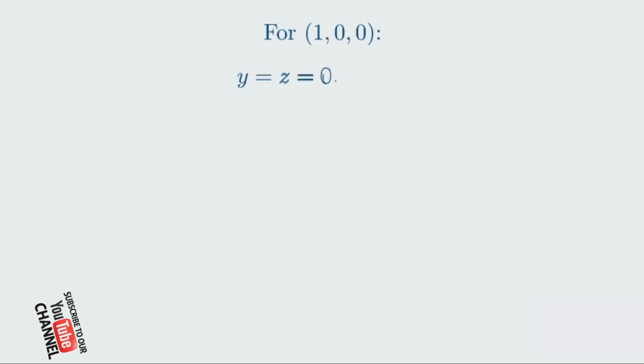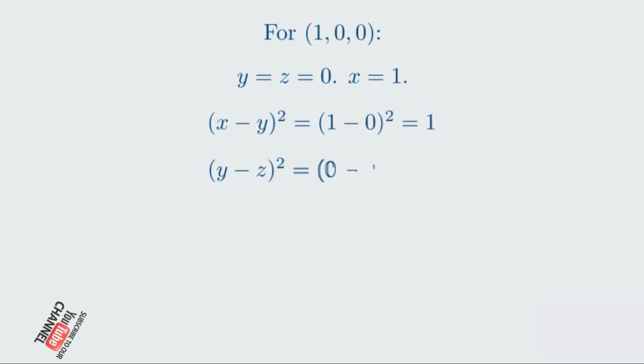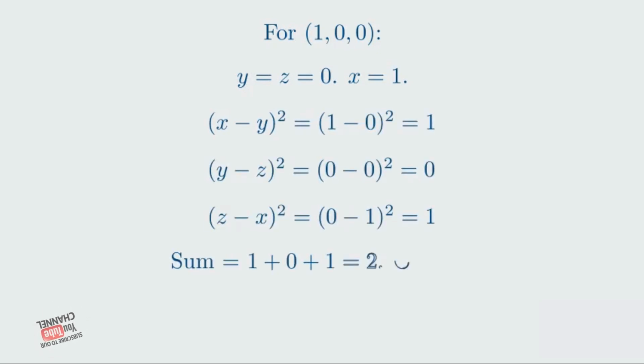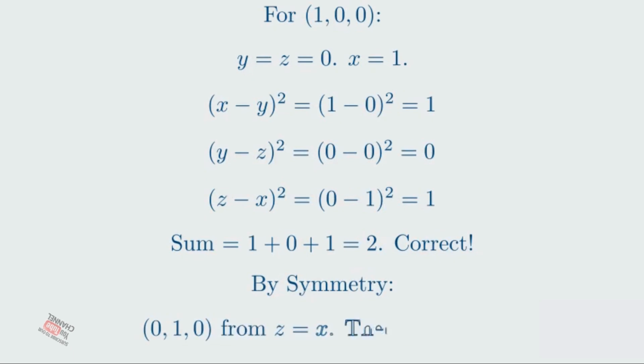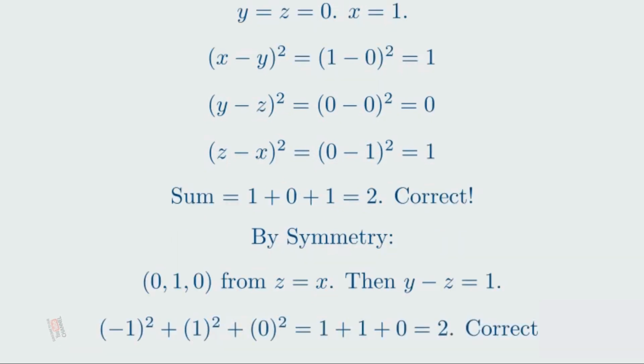Let's look closely at the conditions for the three solutions. In our first solution, y equals z. The differences are x minus y equals 1, y minus z equals 0, z minus x equals minus 1. In our sum of squares equation, 1 squared plus 0 squared plus minus 1 squared equals 1 plus 0 plus 1 equals 2. This works perfectly. By symmetry, the solution 0, 1, 0 comes from z equals x.